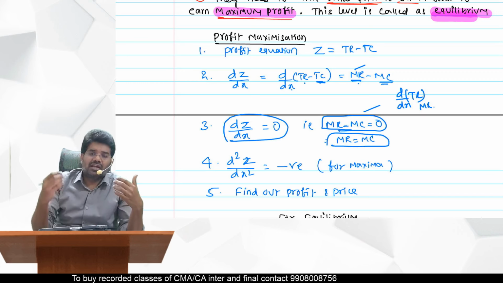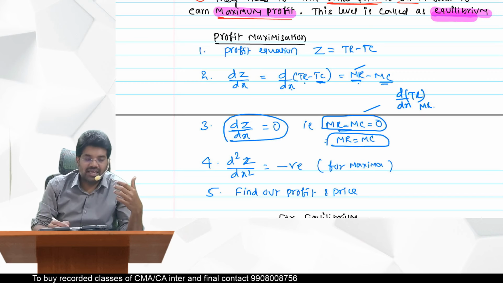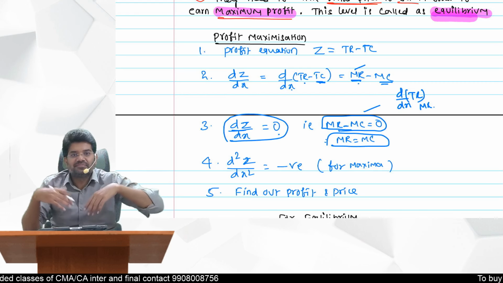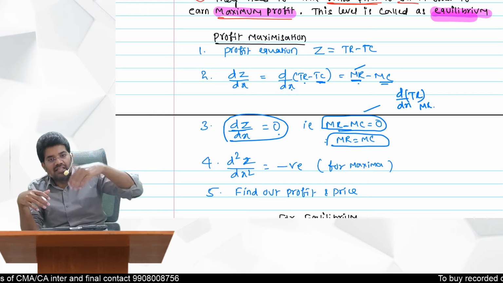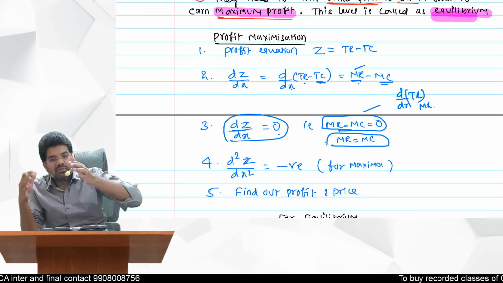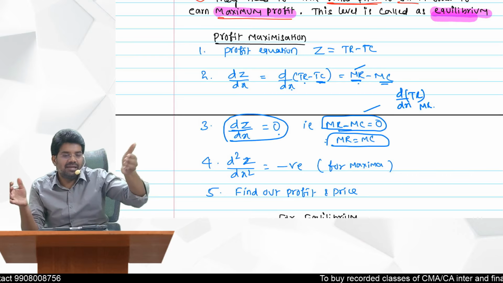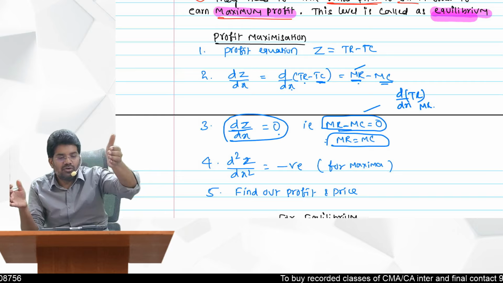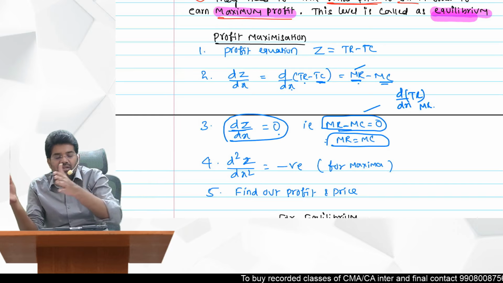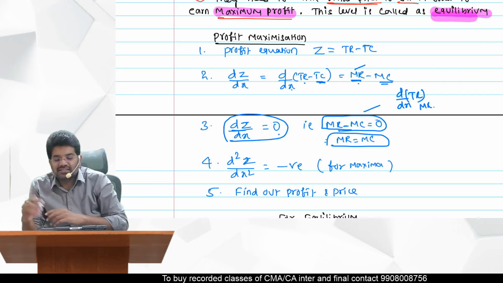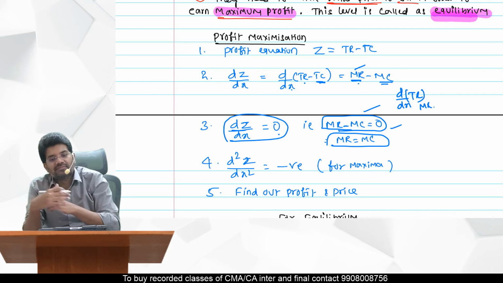So if you want to get the x value, either equate dz by dx with 0, or you can also equate MR with MC. The other alternative, if you want to get the x value: one is you already know the d by dx of your total profit, you can equate it with 0, or you can equate MR with MC. Like that also you can get the x value.